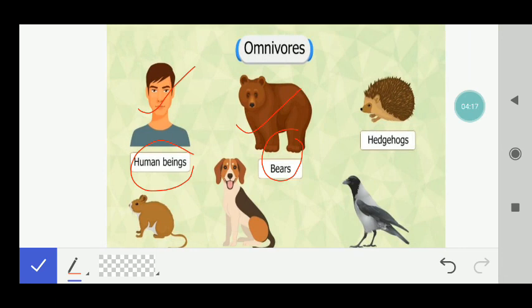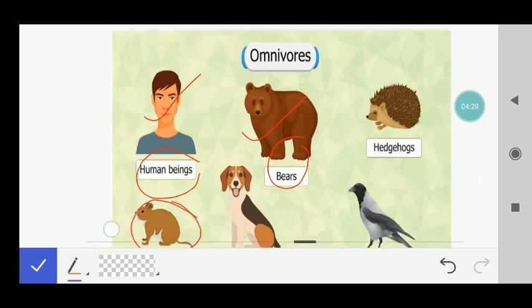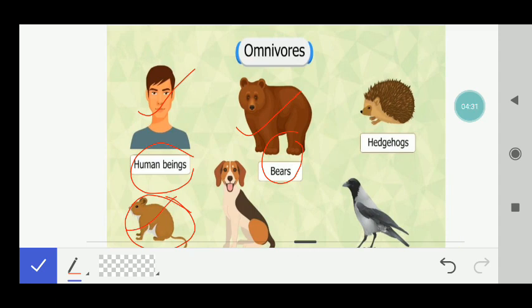Next is rats. Rats eat seeds, grains, fruits, vegetables. Rats also eat small animals and small insects. So they are also omnivores. Next example is dogs. We know that a dog drinks milk, a dog can eat bread, chapatis, and a dog can eat meat products also. So dogs are also omnivores.